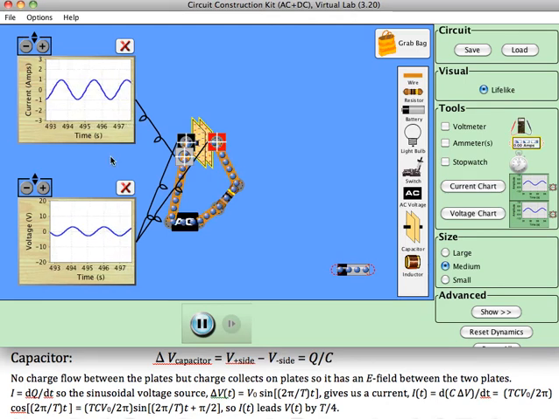You can see why that happens. Why would the current be 0 when the voltage is a maximum? Well, the voltage is a maximum when this thing is fully charged. The charge is as big as it's going to get when the derivative is 0 at the maximum. So that's the sense in which the current actually leads the voltage in a capacitor, because they aren't maximum and minimum at the same time, because of that derivative.